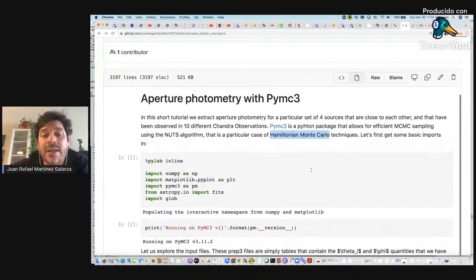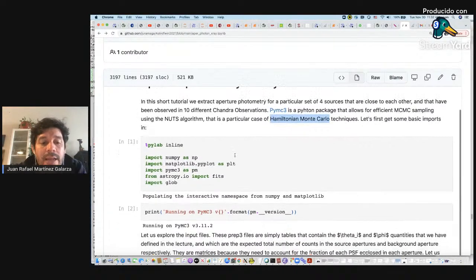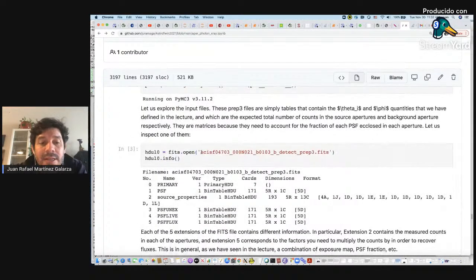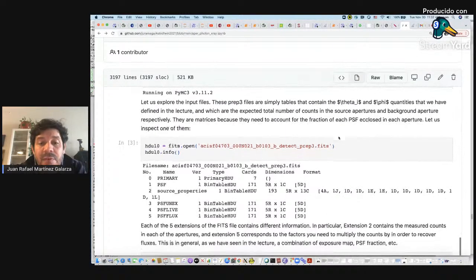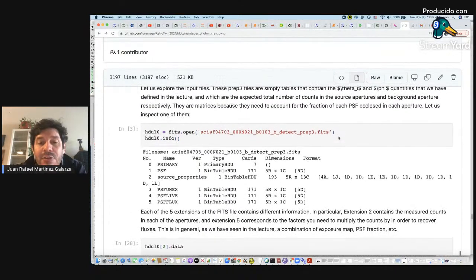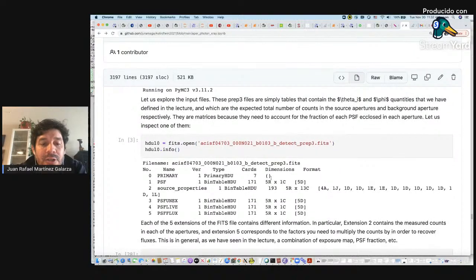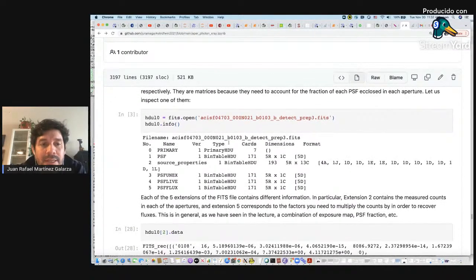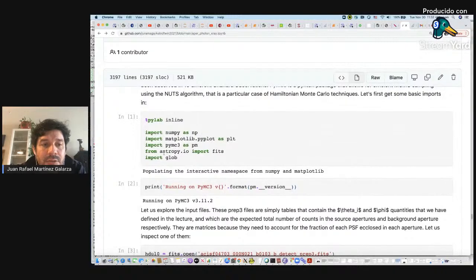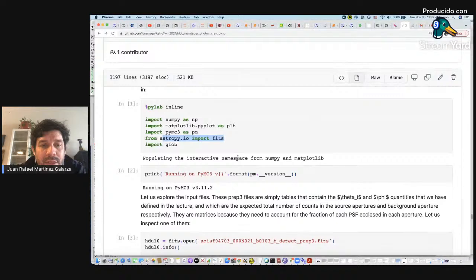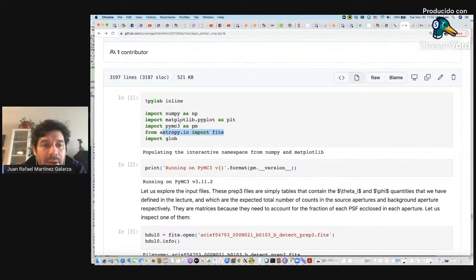Basically, in the GitHub page that I have provided, you will have this notebook, and then you will also have a bunch of files that look like this. These are Chandra-specific photometry files that allow you to generate the photometry. If you look into what's in those files, you will notice that each of those files. So here, by the way, I'm using AstroPy for dealing with the FITS files. I'm using NumPy and of course PyMC3. And I'm plotting using matplotlib.